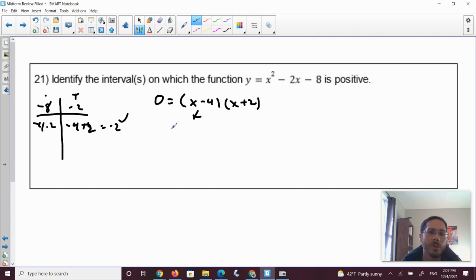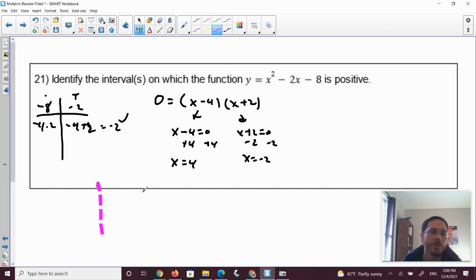Again, we can solve this with the zero product property. So add 4 to both sides. So x equals 4. Here we're going to subtract 2 from both sides. X equals negative 2. And now we get to make our sign chart. So we know we've got one number at negative 2. We've got one number at 4. Those are the zeros. So those are neither positive nor negative.